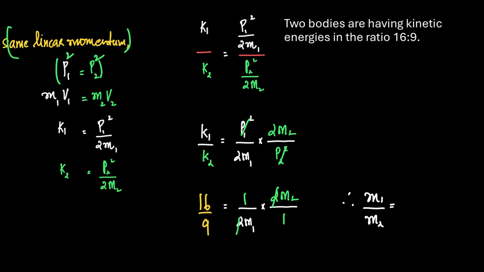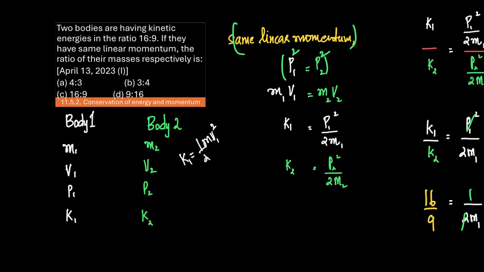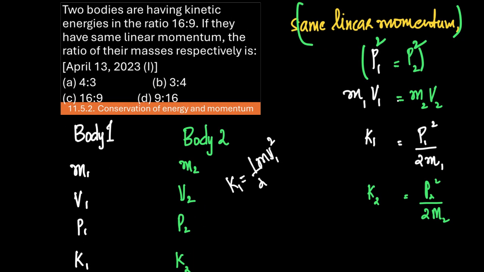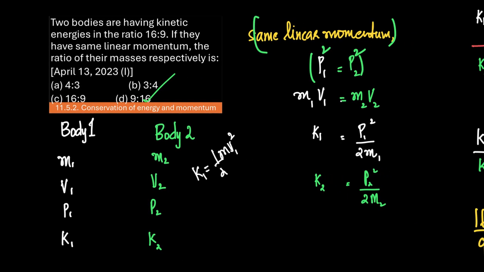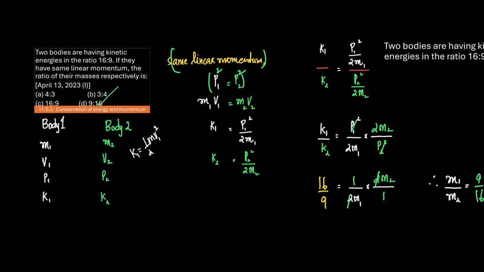So 2 by 2 is 1, and we get 16 by 9 is equal to m2 by m1, and therefore m1 by m2 will be equal to 9 by 16, which gives us the correct answer as option D, 9 is to 16. So that was question number 1 in this topic, law of conservation of energy and momentum.